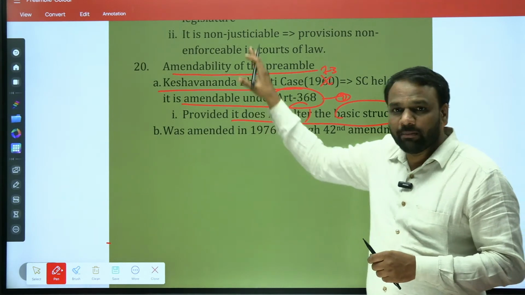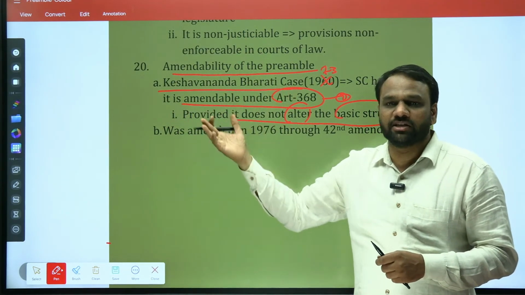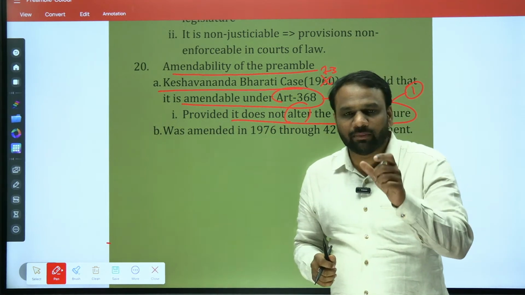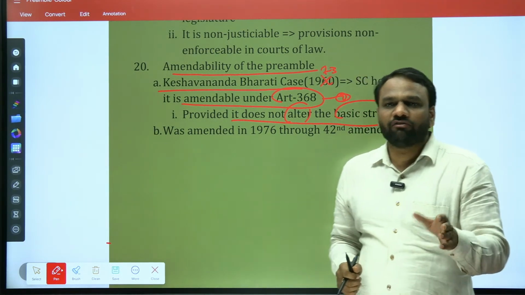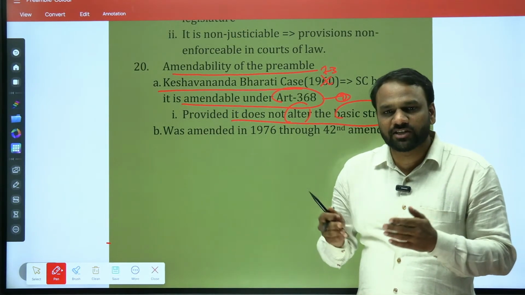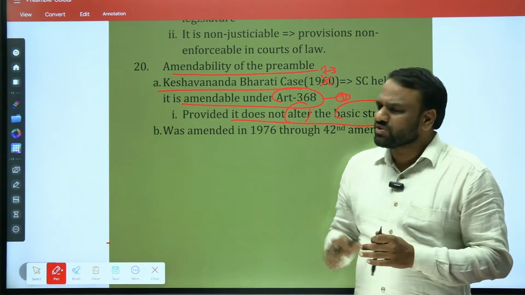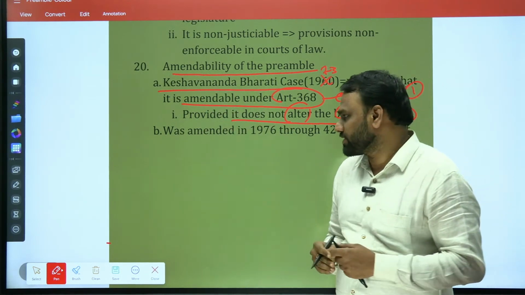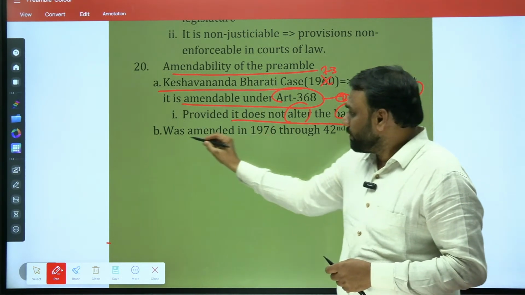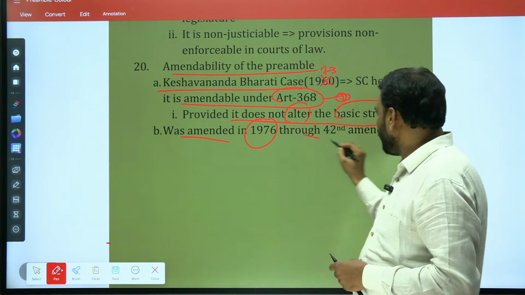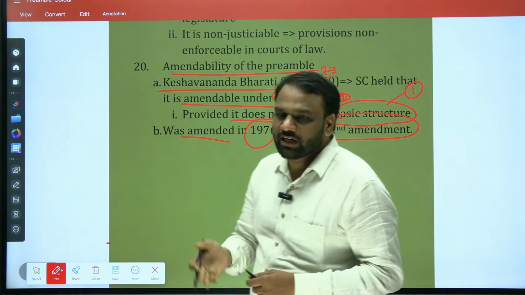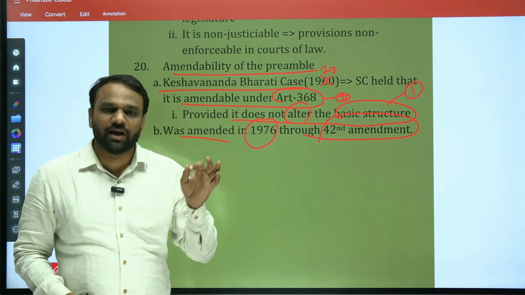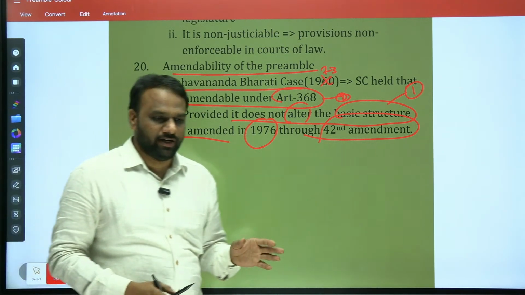It means preamble can be altered, it can be amended, it can be changed as long as it does not alter the basic structure. So what is this basic structure? Whether the basic structure has been mentioned in the constitution? No. Then from where did this basic structure concept come? This basic structure concept arrived through Keshwanand Bharti case. About all these various things we'll be discussing in the subsequent videos when we start discussing about the other topics. Next, preamble was amended in 1976 through 42nd amendment. As we saw at the start of this topic, through 42nd amendment, three words were added, which are socialist, secular and integrity.